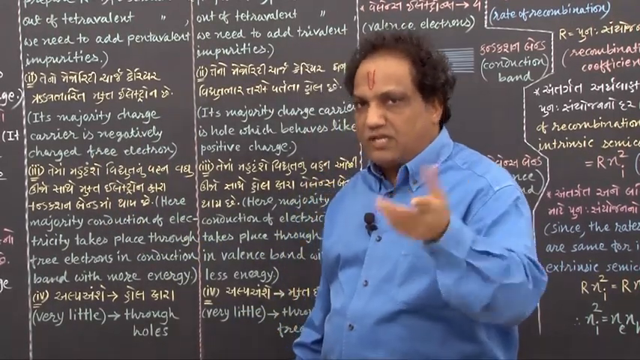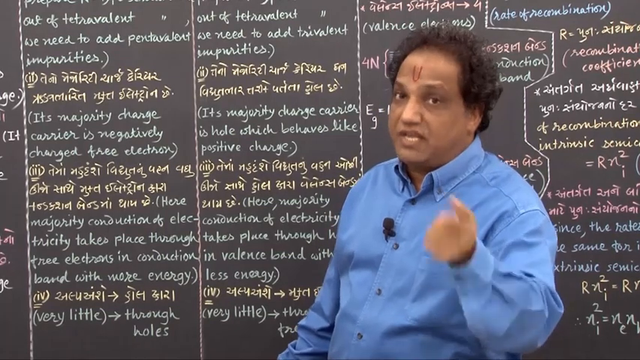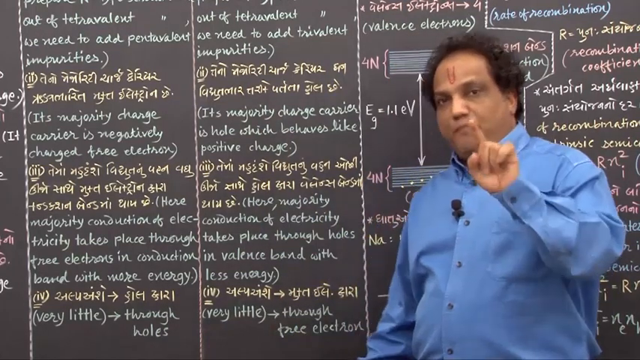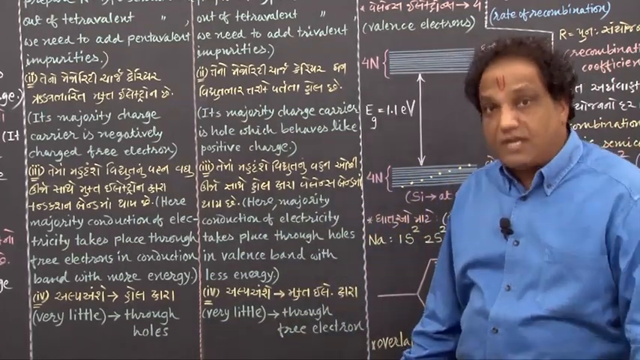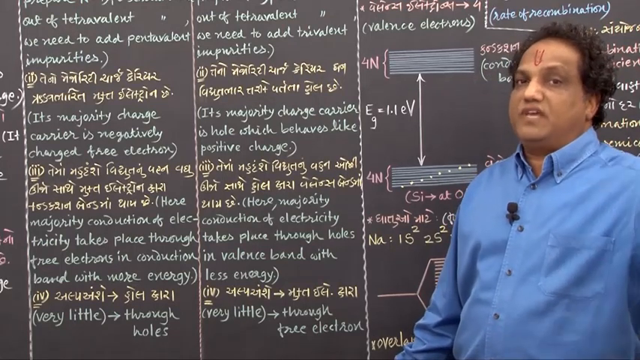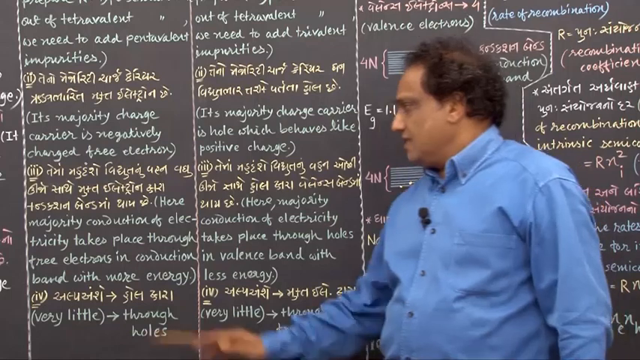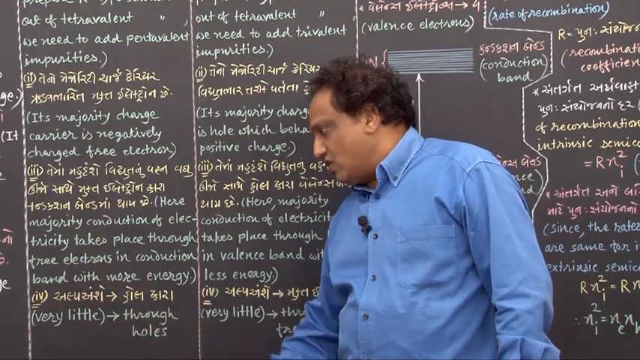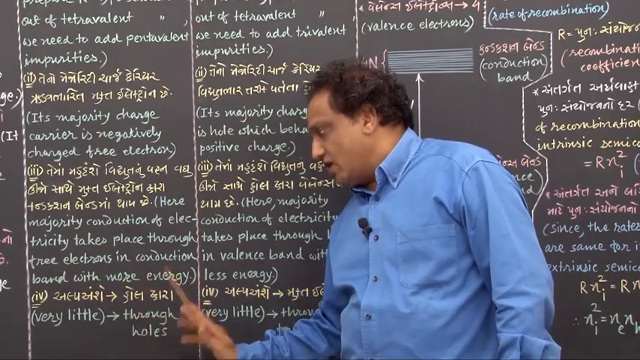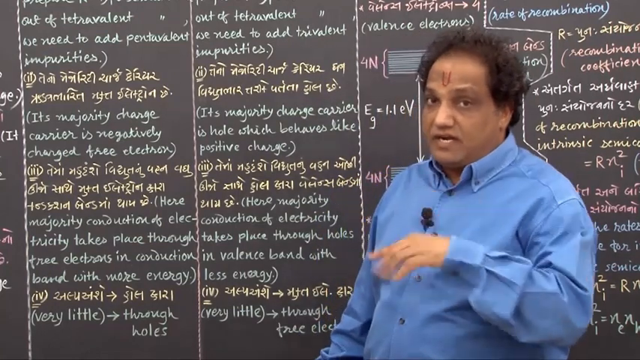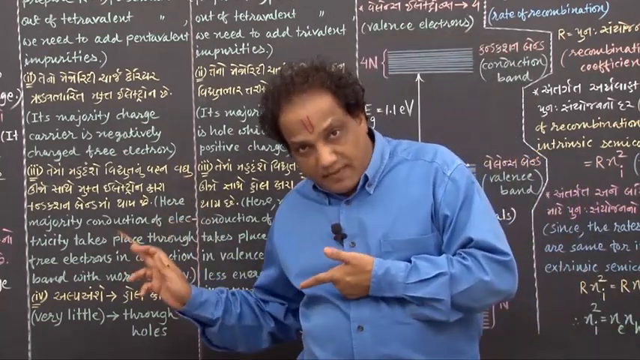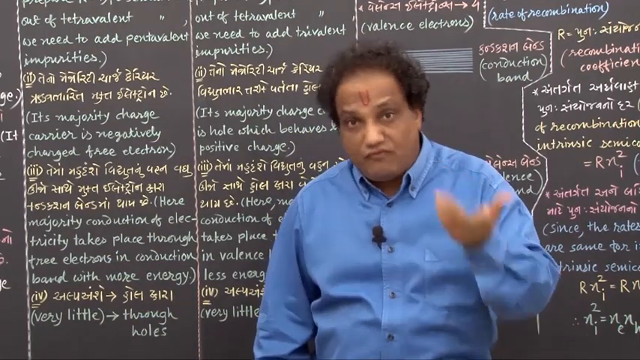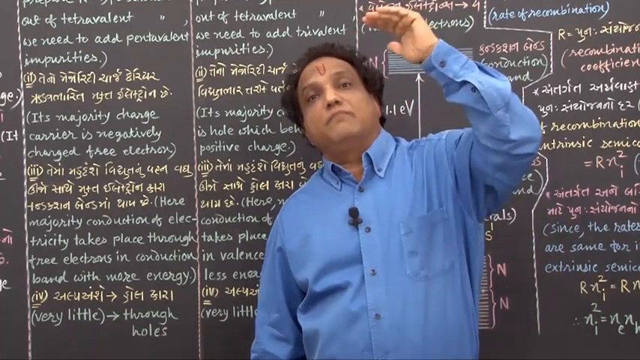For N-type semiconductor, you are knowing that majority charge carrier is negatively charged free electron. Fine. And here for P-type semiconductor, what is the majority charge carrier? Holes which behave as if they are positive charges. Here majority conduction of electricity takes place through free electrons in conduction band with more energy. Last time we had cleared this point. Here in N-type semiconductor, majority of electricity is conducted by free electrons with high energy in conduction band.